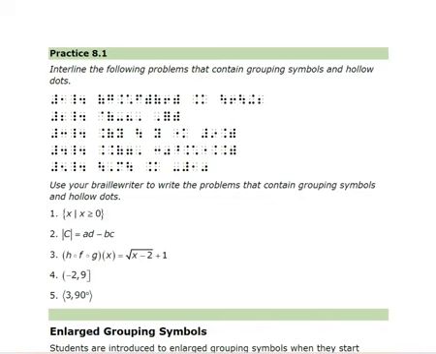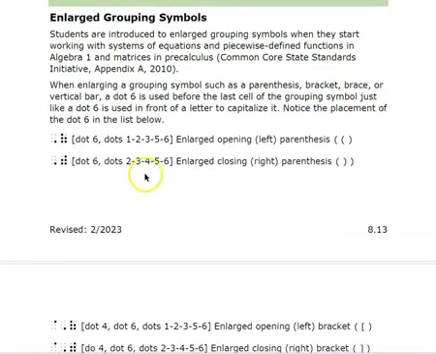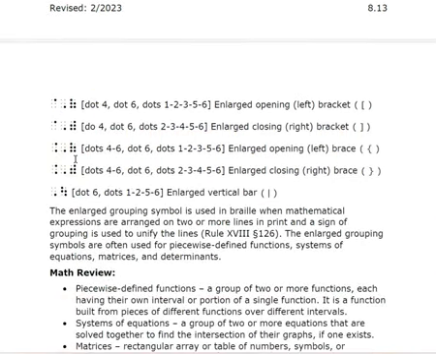We're into practice. We are on week 8, chapter 8. Your practices are 8.1, 8.3, and 8.5. So you will be doing 8.1 here. The next thing they're going to cover is enlarged grouping symbols. Okay, so parentheses of and with, if you put a .6 in front of it, it's enlarged.